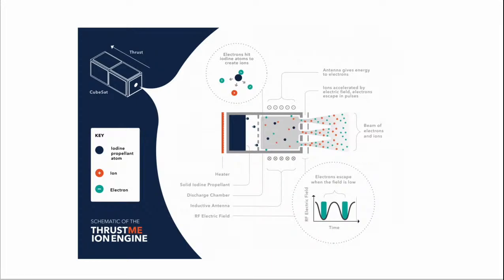At the moment, ThrustMe wants to make a unit a day, essentially 365 units a year, of their iodine plasma engine. These are kind of miniaturized engines. The idea is that it's an off-the-rack component eventually, and it uses a really innovative way of doing propulsion.